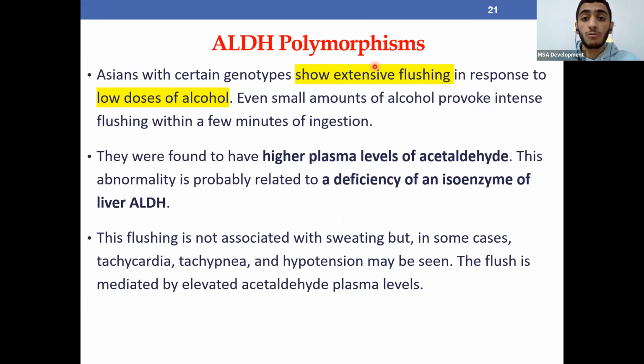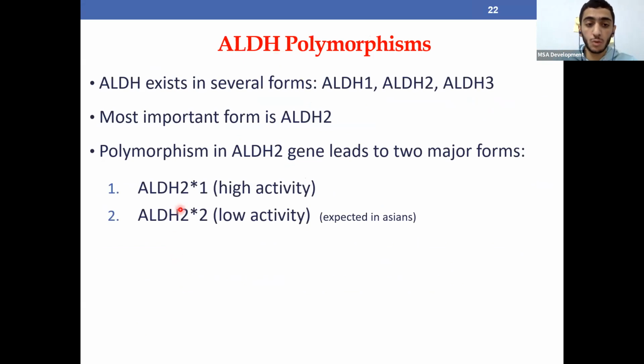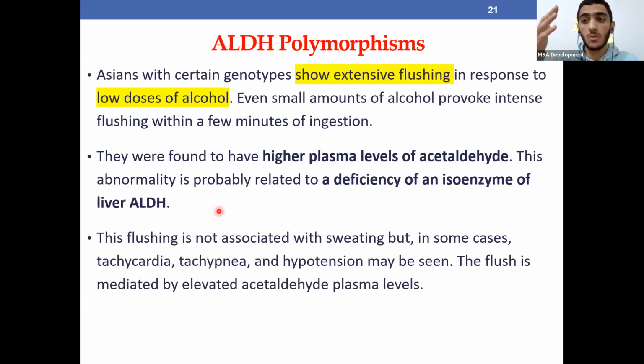The ALDH polymorphism, this is a more important slide. As we said, there are multiple forms of the ALDH enzyme. It could be ALDH2*1, or ALDH2*2. These different enzymes will have different affinity to the acetaldehyde, and basically a different rate of breaking it down. Now, extensive flushing is a sign of alcoholism. Okay, extensive flushing is a sign of alcoholism.